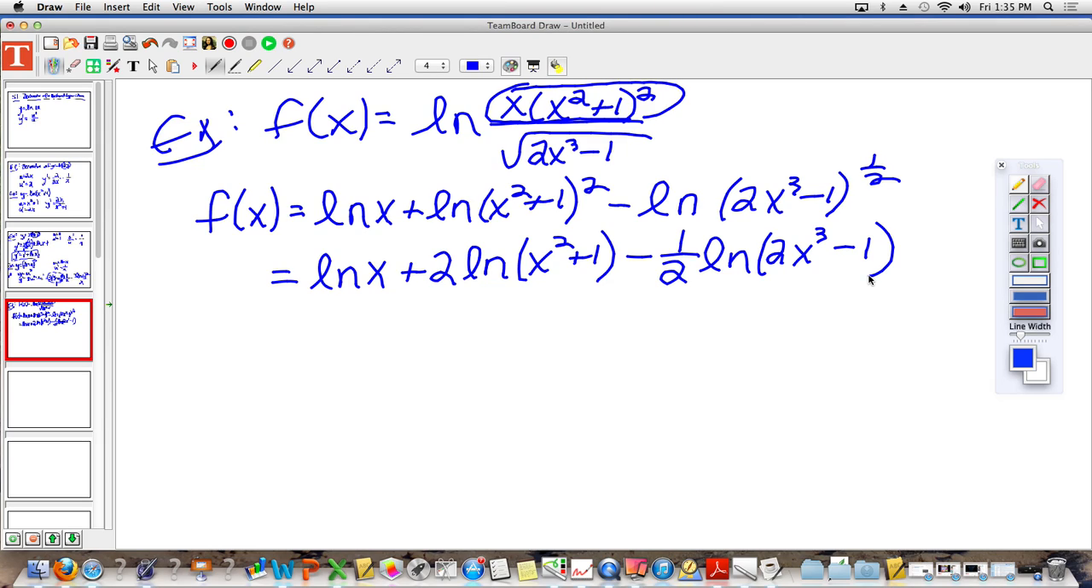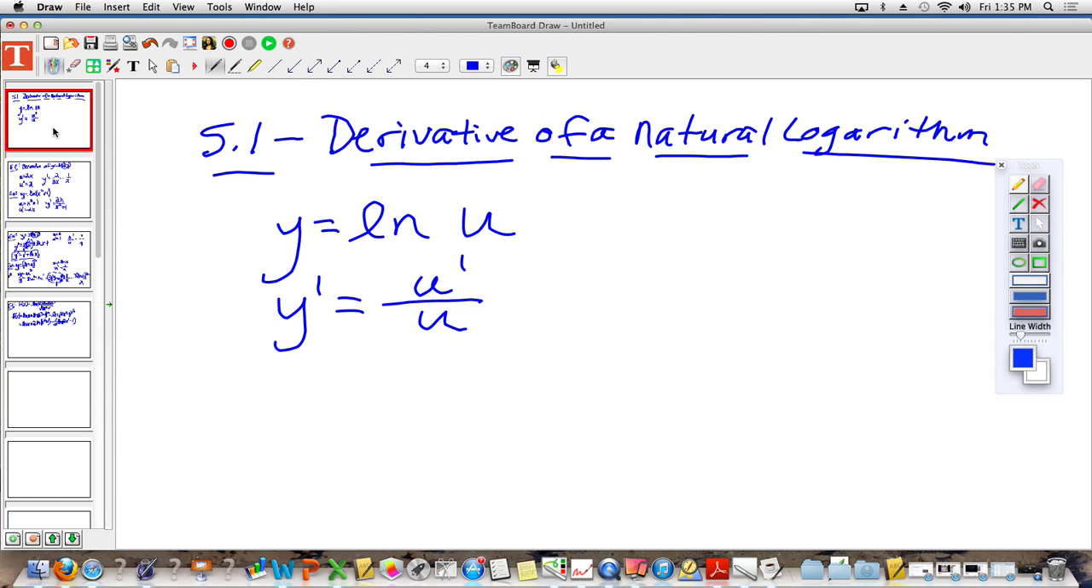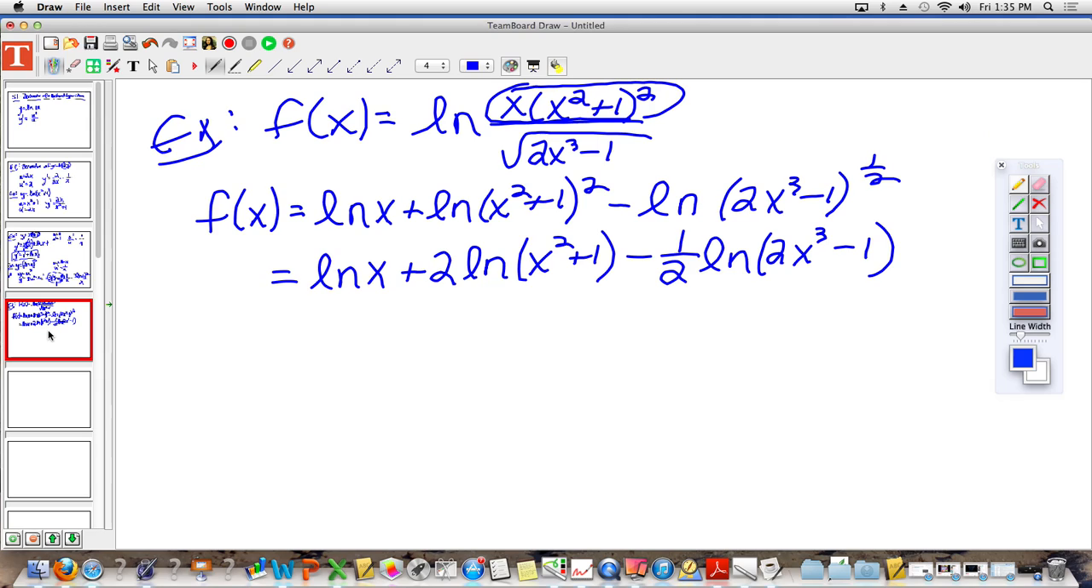Do you see what just happened? Nothing that I did was illegal. I did a really nice rewrite of the problem. And now I can find the derivative using my rule that we talked about on page 1 of our notes. You take the derivative divided by u. So go back to this. What's the derivative? 1 over x. Very nice. You guys are already recognizing that the ln of x has a derivative of 1 over x.